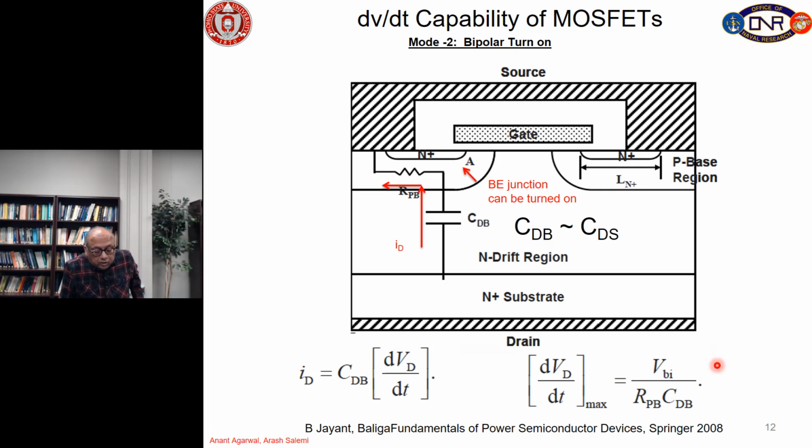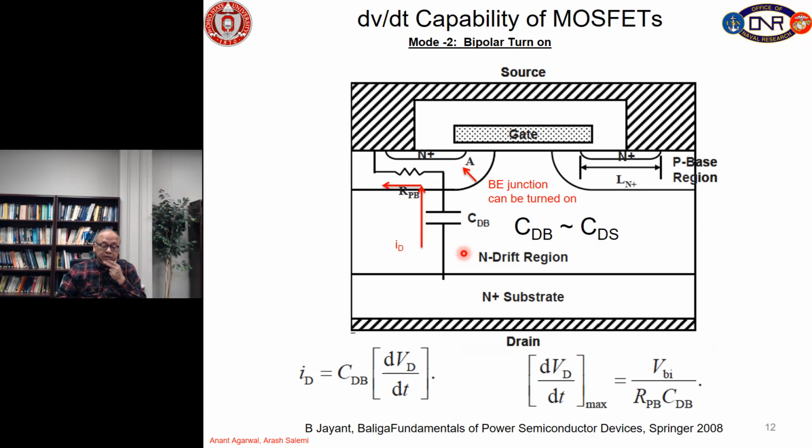So, let us see what is going on inside the device as we increase the drain voltage very rapidly at a rate of dV by dt. You can see that there is an internal capacitance between drain to body, which is same as what we mentioned earlier, the drain source capacitance.